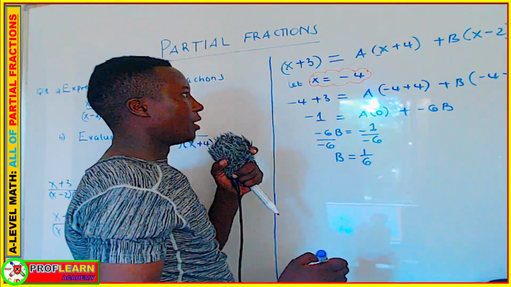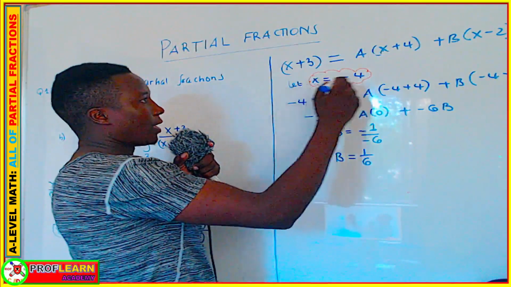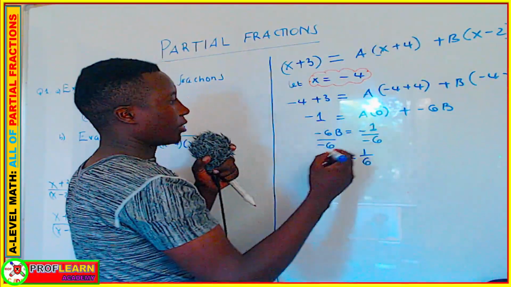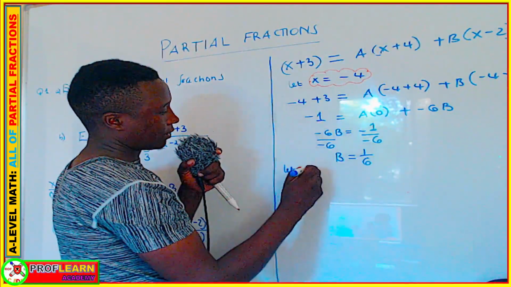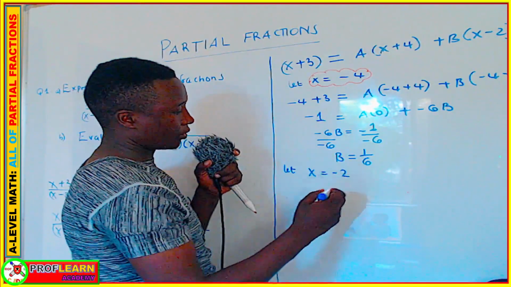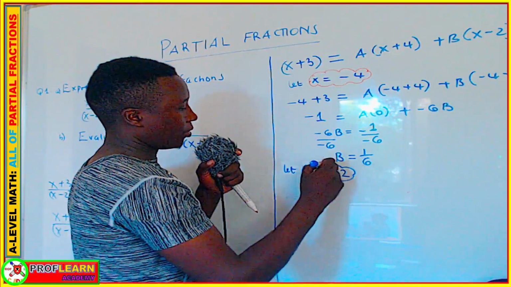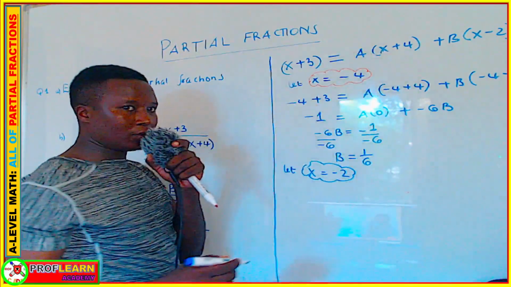In order to find a now, we're going to let x be equal to -2. This is going to enable us to work out the value of a.